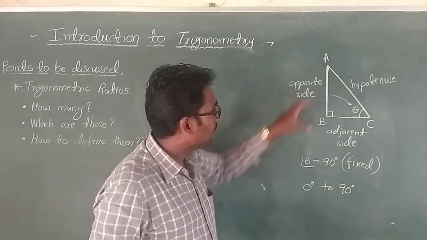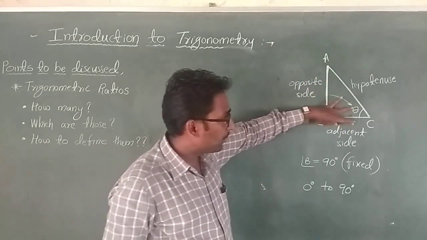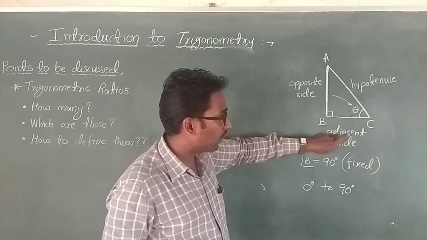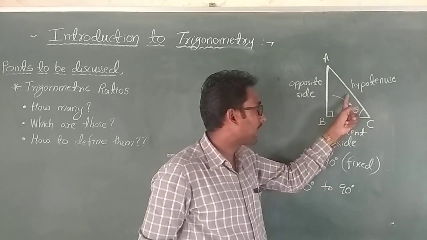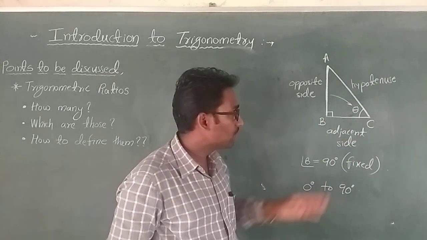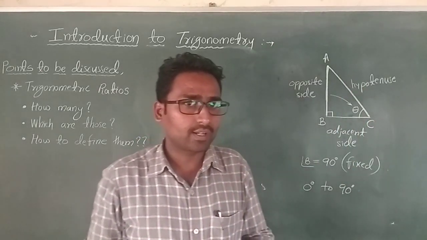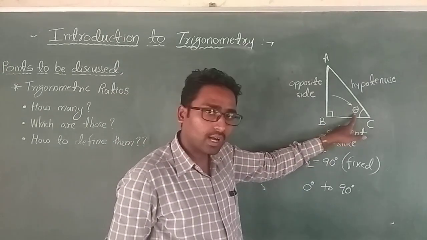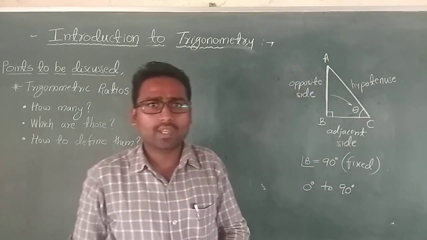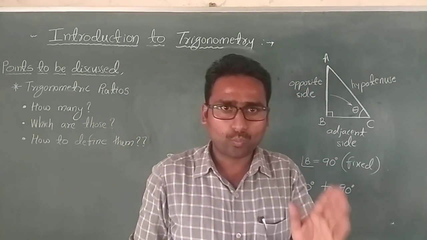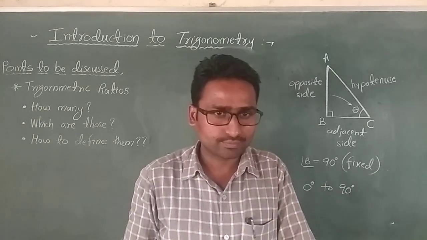I repeat once again, AB is opposite to theta, hence it is referred to as the opposite side. BC is attached with theta, so we call it the adjacent side. Whereas AC is the longest side of the triangle and exactly opposite to 90 degree. Hence we call it the hypotenuse. Students, once we understand the terminologies of theta, opposite side, adjacent side and hypotenuse, we can define the trigonometric ratios very easily. So let us begin with the definitions one by one.